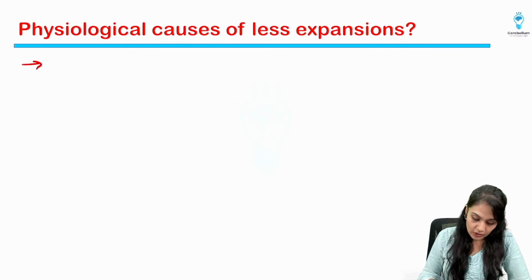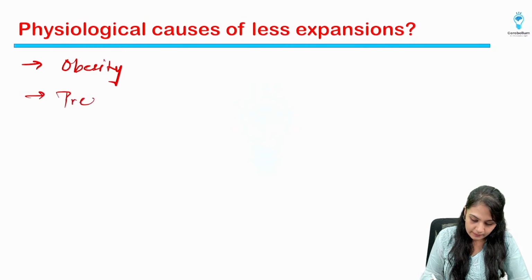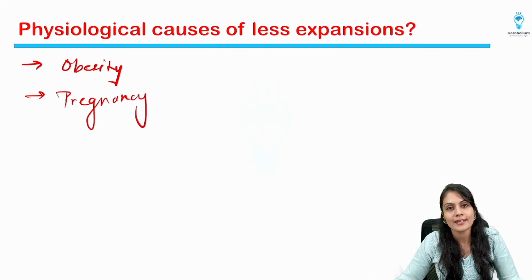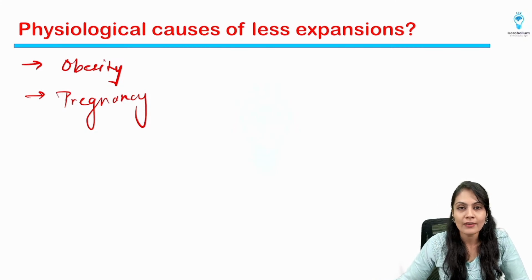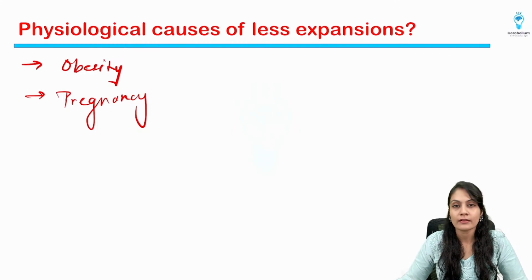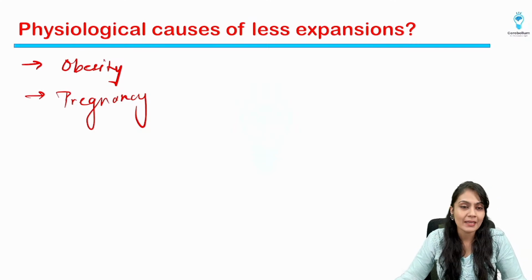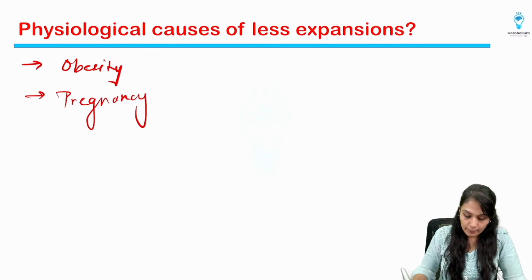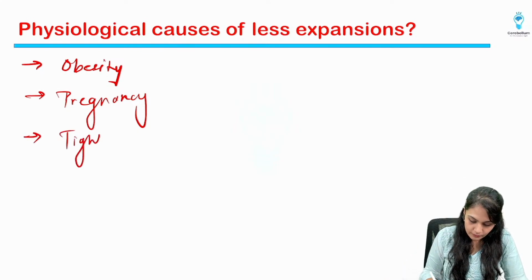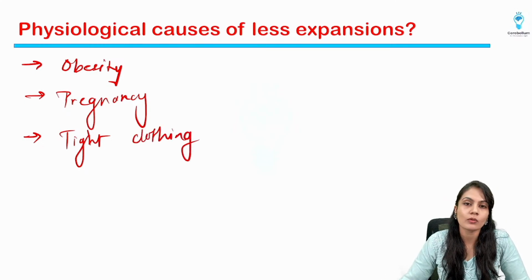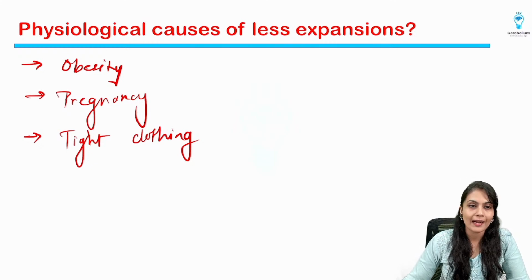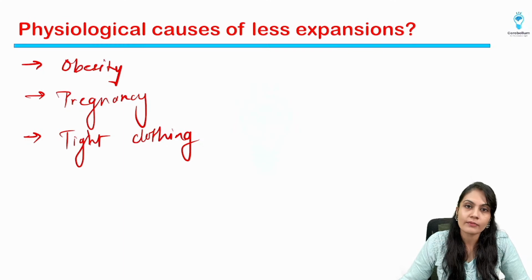Now what can be the reason? First is obesity, right? Then pregnancy. We haven't considered obesity as a disease per se, so that's why I'm talking in physiology itself. Ascitic leg condition is going to be pathological. Less expansion can be there because of many diseases, but pregnancy and obesity plus tight clothing around the abdomen and chest area can also reduce the expansion of the chest, and these are the physiological causes that we can overcome.